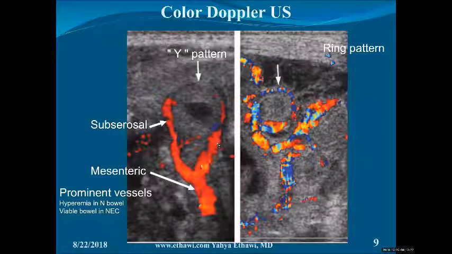Again, the Y pattern and the circular or ring pattern. This is after you count more than 9 color Doppler dots. Also, you can see here dilation of the vessels that supply the bowel. And if you put the Doppler, I'm sure you will find very high diastolic flow. This is one of the phases of the pathophysiology of NEC, which is hyperemic, and then death.